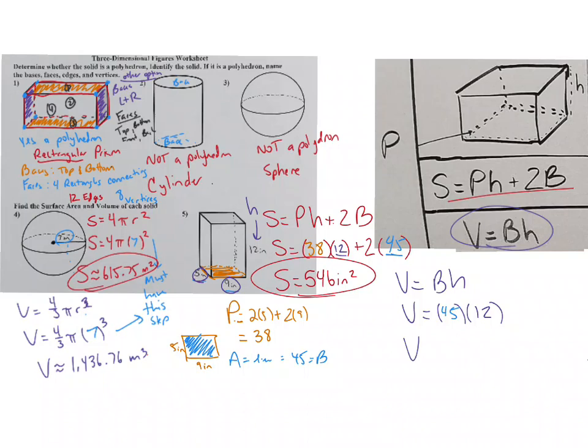So my volume is going to equal 540. This time it is cubic inches. Right? That's it for 5.